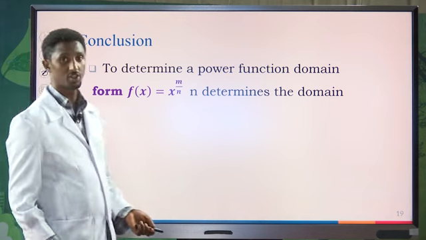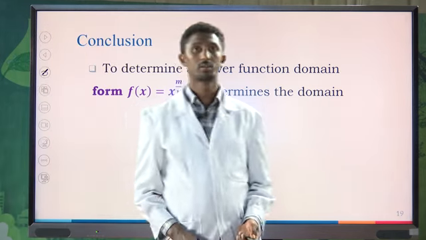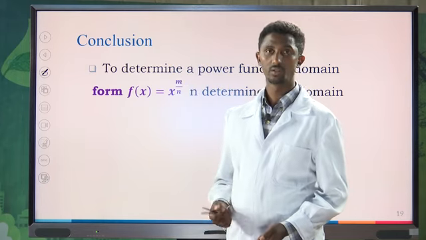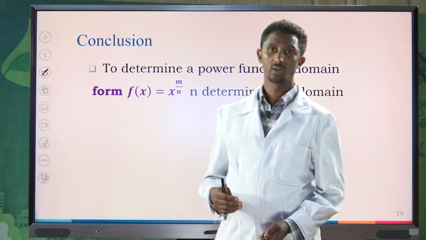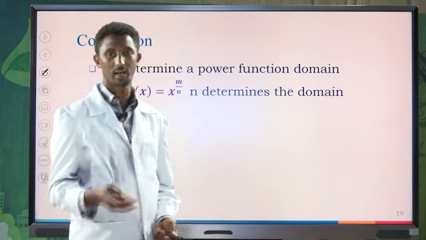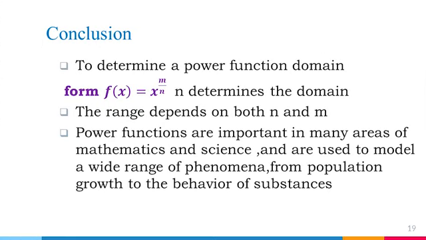So from this discussion, we have covered how to determine the domain and range of a power function, and we have seen what the graphs of some power functions look like. Domain and range depend on the power. If a power function is x to the power of m over n, then n determines the domain, because when n is even, x cannot be negative. If n is odd, x can be any number. So n determines the domain of a power function, but the range depends on both n and m.